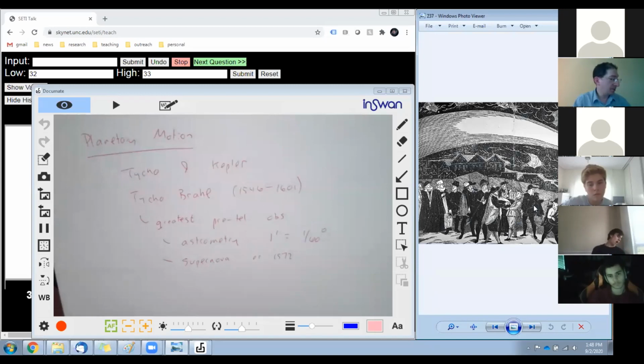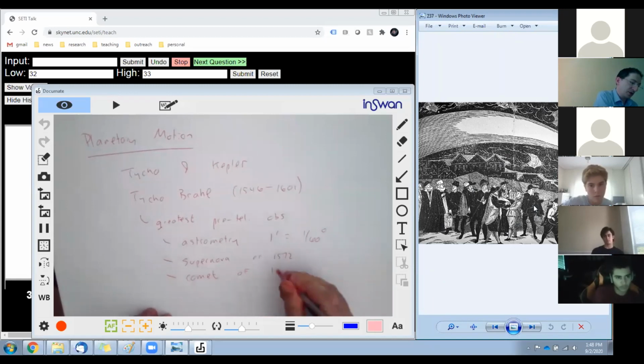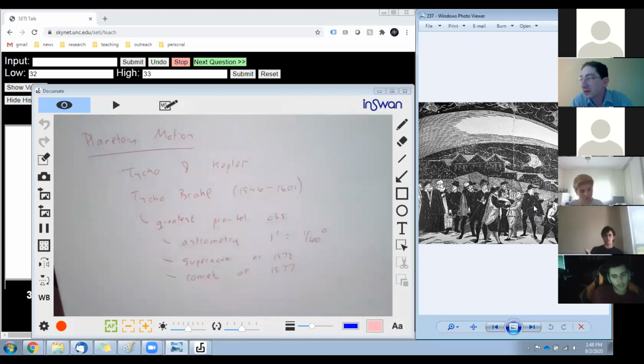So his next object that he did this for was a comet that was super bright, a big comet, 5 years later in 1577. Again, comets were thought to be atmospheric. He did the same test, and no, it's well out there with the planets at least.